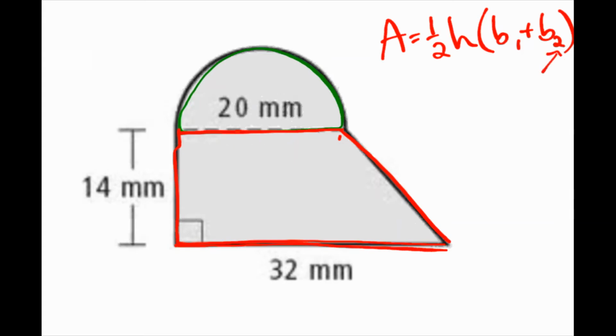This is not an exponent. That's not an exponent either. It's a subscript that's telling you it's the base 1 and base 2, the top and the bottom. That's really all it's saying. So I'm going to use 1/2 of the height. The height of that is 14.